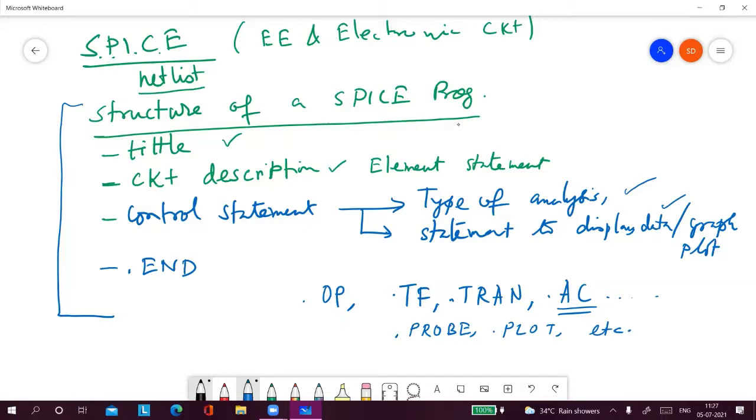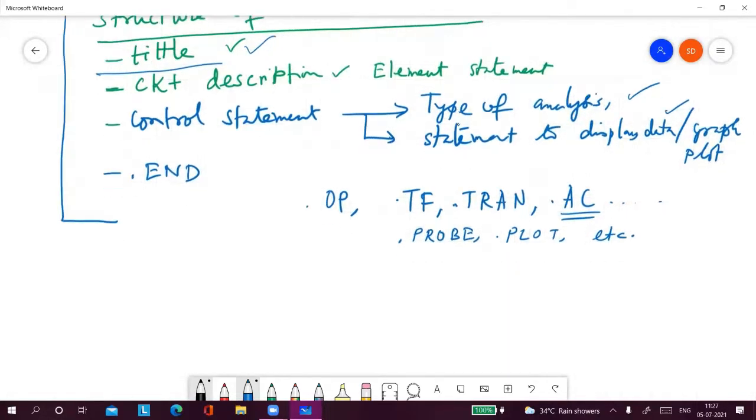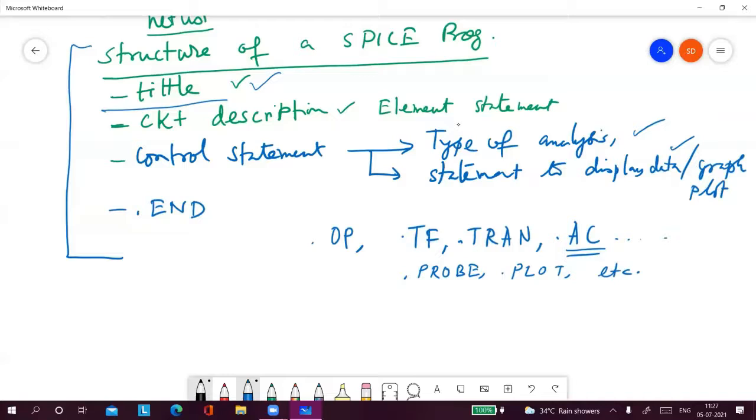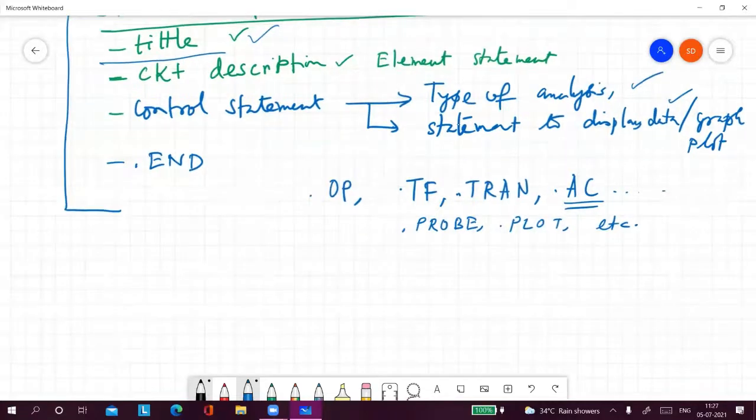So please remember, do not write any circuit information in the first line. If you write any information in the first line, that will be considered as a title, and hence not executed by the compiler. The compiler will not execute that statement because it will be considered as a title.